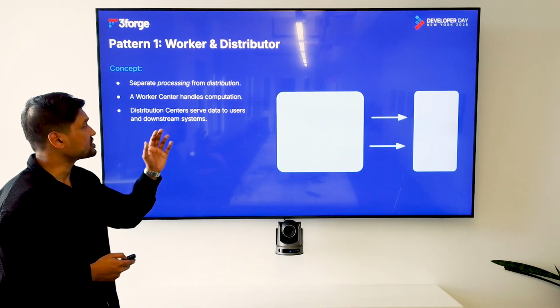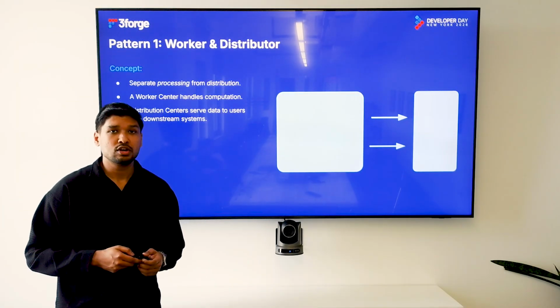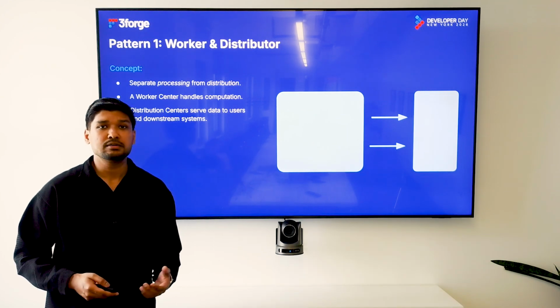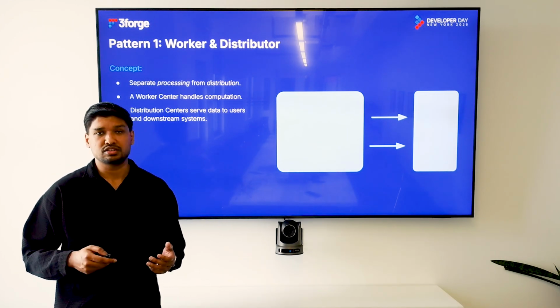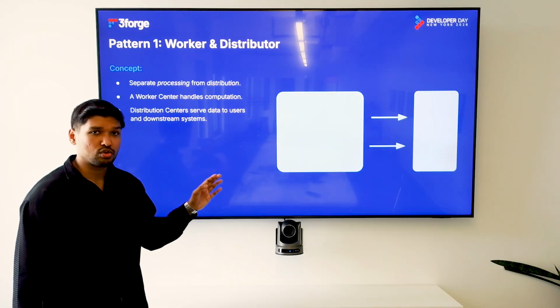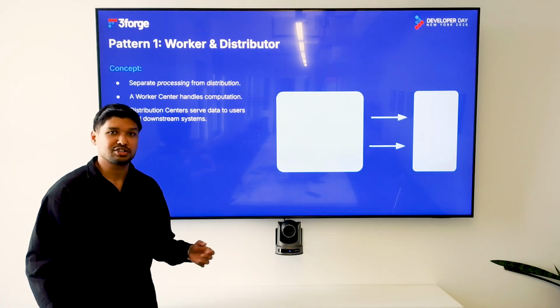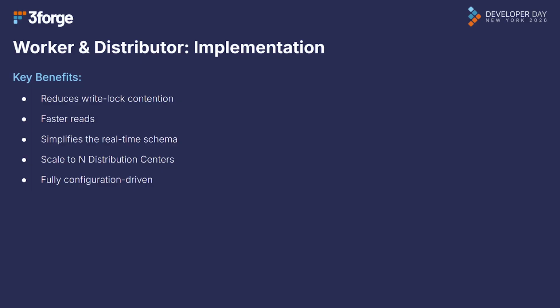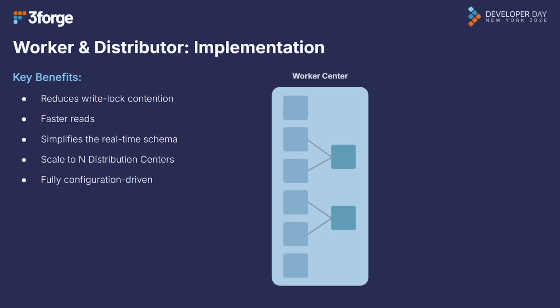Now, you have this other center called the distribution center, whose whole job is to distribute that data to the end users and other downstream systems. So the key concept here is the worker center works and the distributor center distributes that data. Now, in order to set something like this up, let's see how the setup looks. First, you have this worker center.